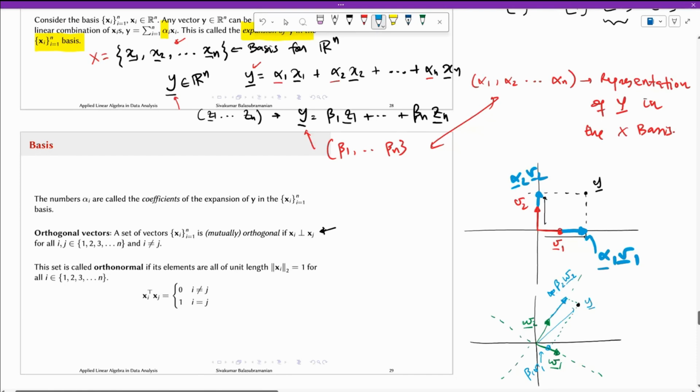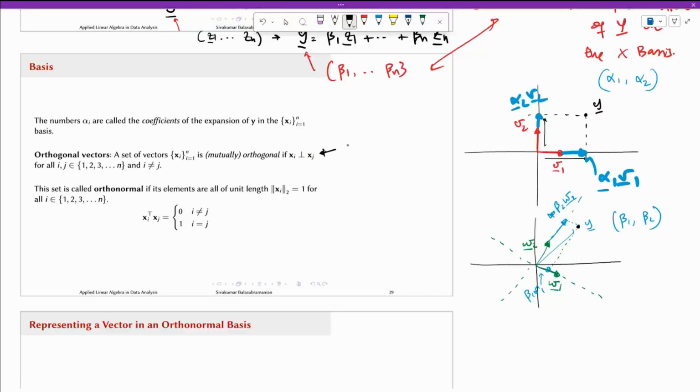See, the point is the same. Y in space. If I was using V1 and V2 to represent y, I would have to give you the numbers alpha 1 and alpha 2. If I was using W1 and W2 to represent, I would have to give you different numbers. So the point y has different representations depending on what basis you use. And it turns out there are an infinite number of bases. I've only shown you examples of 2, but there are infinite linearly independent sets of size 2 that you can choose from R2. Turns out some of them are special.